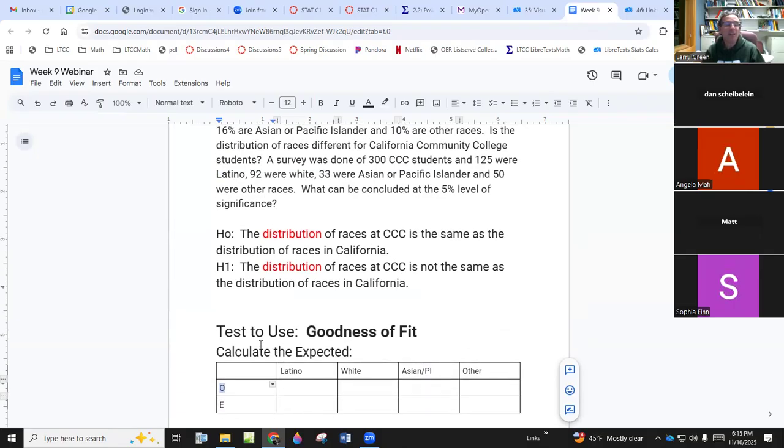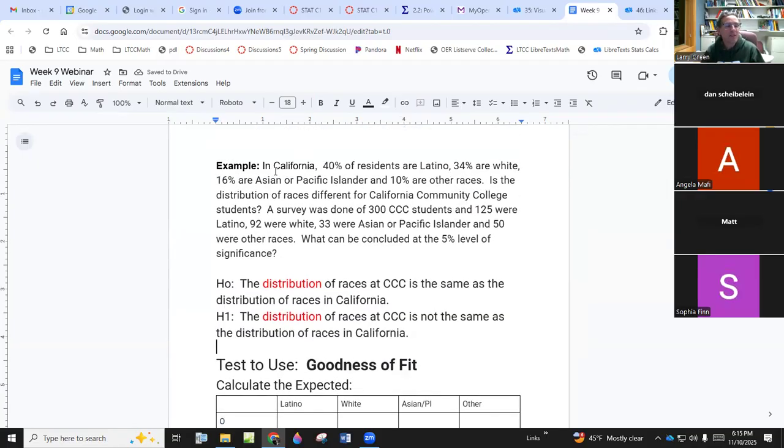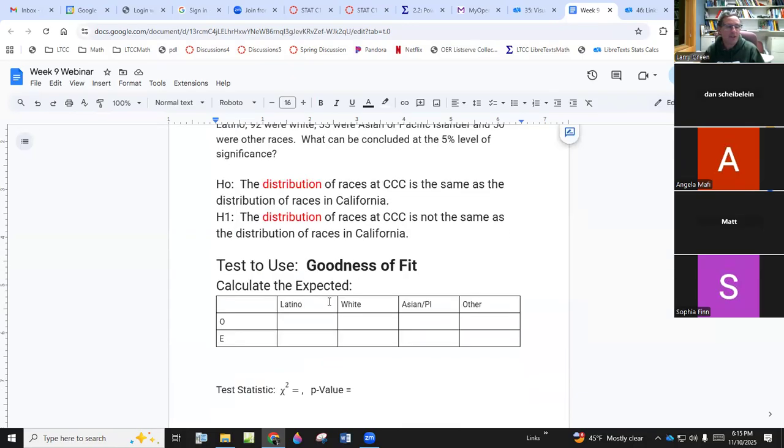And it's usually just given in a question, or if you do a survey yourself, then you can see it. So for example, it says in California, 40% are Latino, 34% are white, 16% are Asian Pacific Islander, 10% are other races. That's not observed, that's just known. But then it says a survey was done of 300 California community college students and 125 were Latino. So the 125 is the observed from our survey. So under Latino, O, I'm going to write 125. Any questions on that?